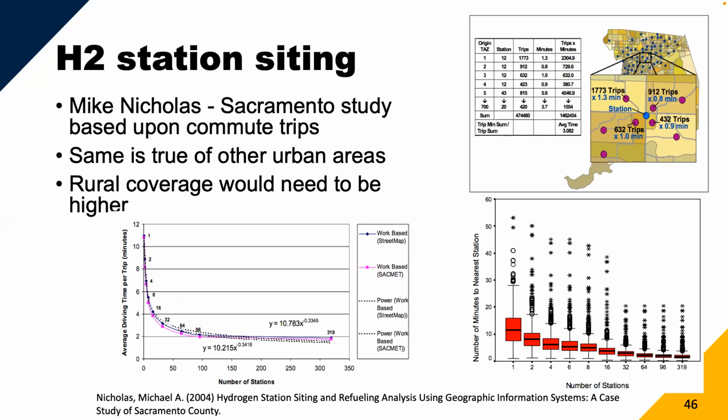Station siting. So Mike Nicholas did this nice paper. He's an alum of UC Davis from the TTP program. He did this analysis looking at the amount of driving I have to do to get to the nearest station, which decreases with this kind of function as I increase the number of stations. This is a really typical type of thing that you find, that it scales off exponentially. I've done analysis for electric vehicles that looks exactly like this.